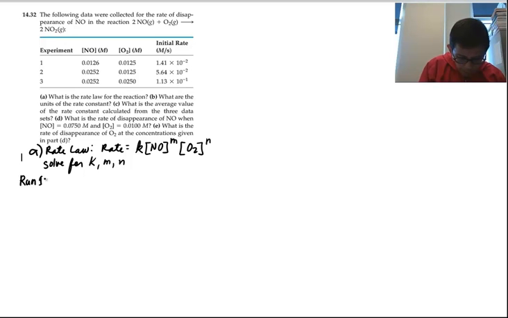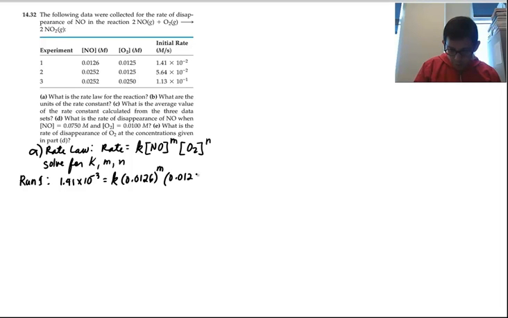Run 1, what was the rate? The rate was 1.41 times 10 to the negative 3 is equal to the constant k times the concentration of NO is 0.0126 raised to its order, m, and the concentration of O2 is 0.0125 raised to its order, n. So this now is our equation 1.